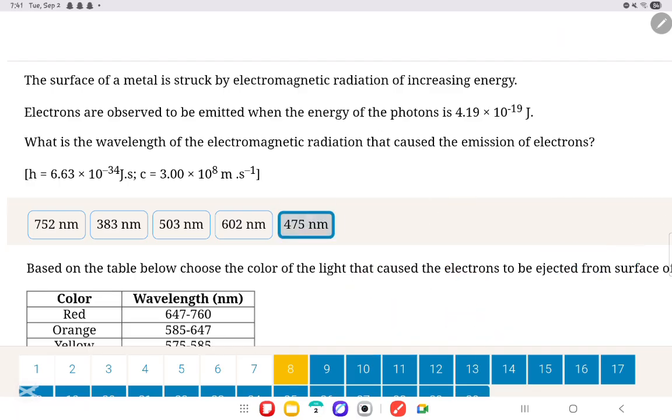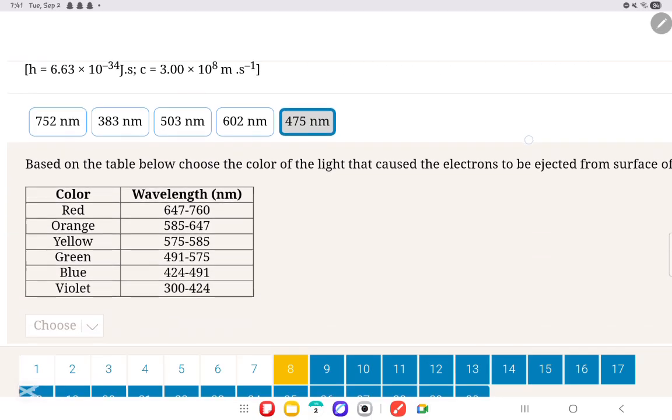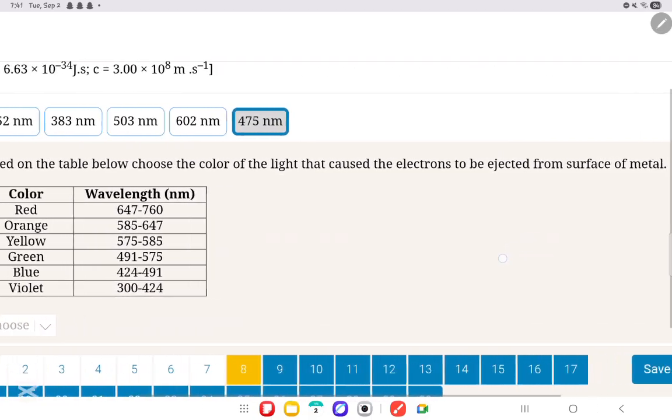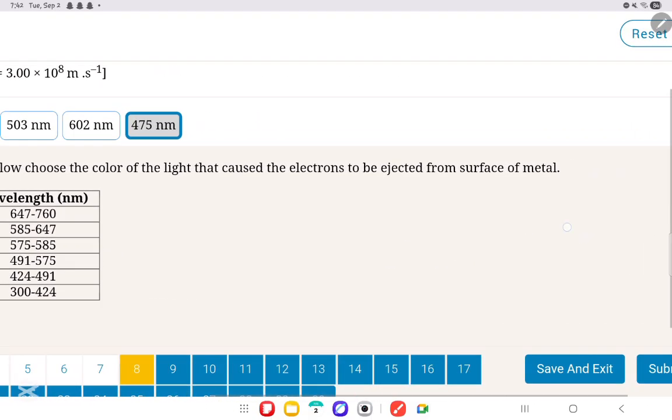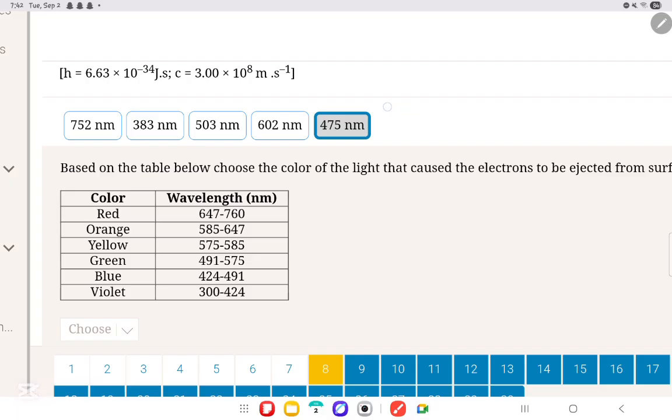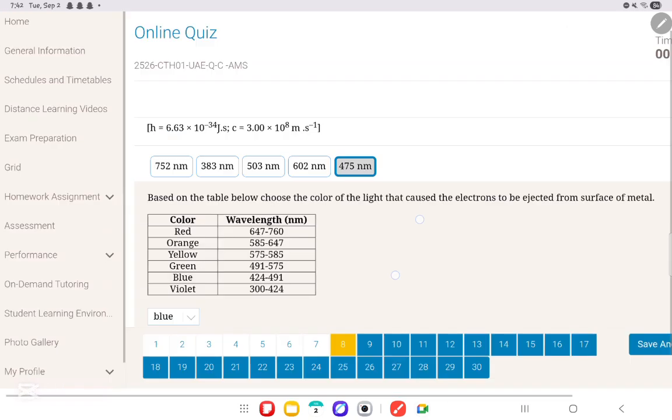So our answer is 475 nanometers. Now, based on the table below, choose the correct color of light that caused the electrons to be ejected from the surface of the metal. We found that the value was 475 nanometers. It's in between which wavelengths? Again, of course, it has to be in nanometers. It's in between 424 and 491. So what is the color of this wavelength? Very simply, blue.